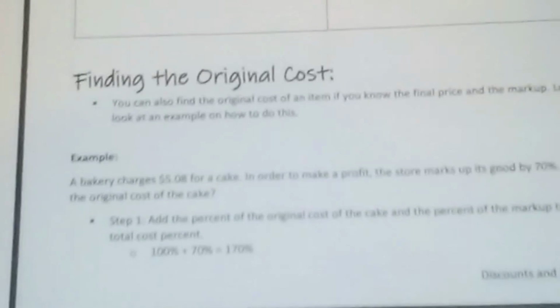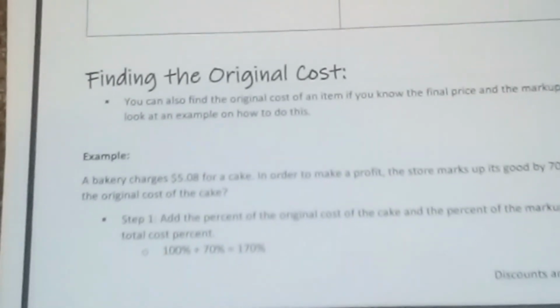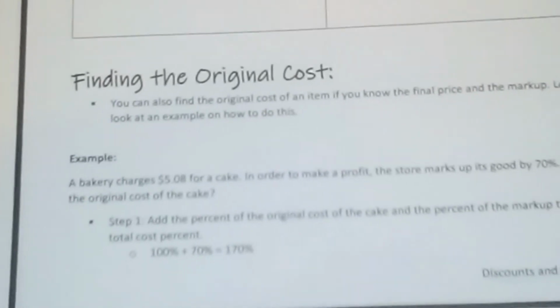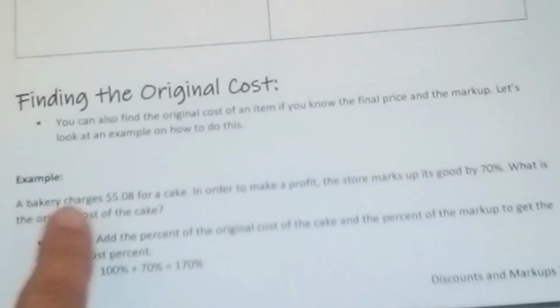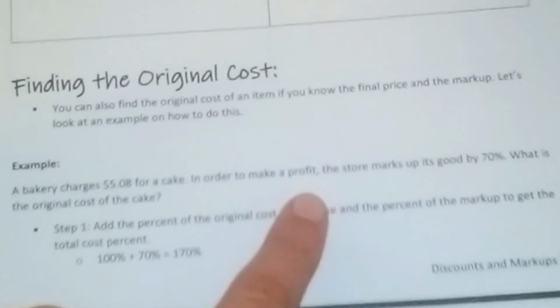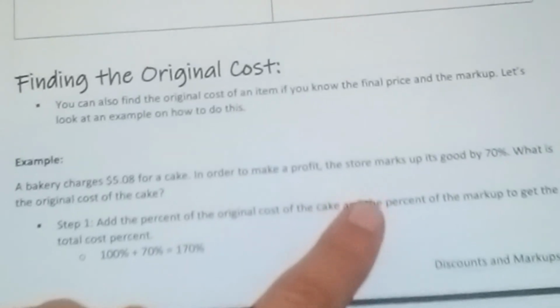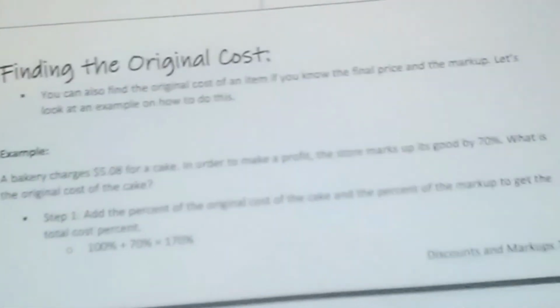Alright, so now let's look at finding the original cost. You can also find the original cost of an item if you know the final price and the markup. Let's look at an example of how to do this. A bakery charges $5.08 for a cake. In order to make a profit, the store marks its goods up by 70%. What is the original cost of the cake?